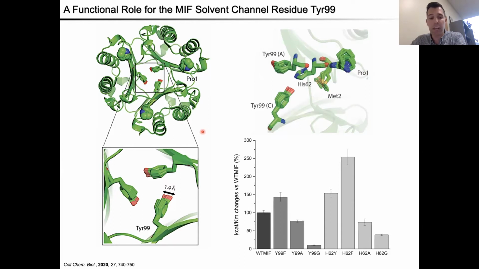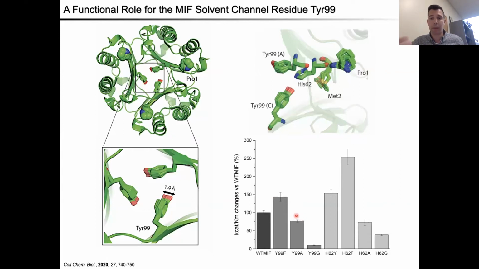And when we started mutating this residue in an effort to understand how small molecules might bind, we found that depending on the identity of the mutation, as well as the adjacent histidine 62 residue, we could modulate the catalytic activity of MIF above or below that of the wild type.